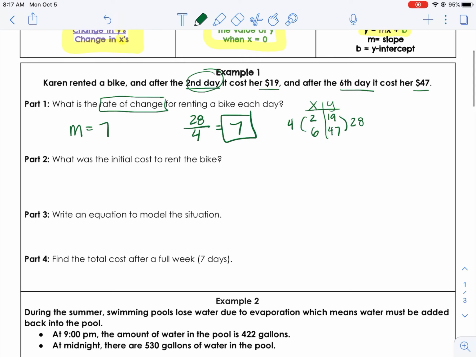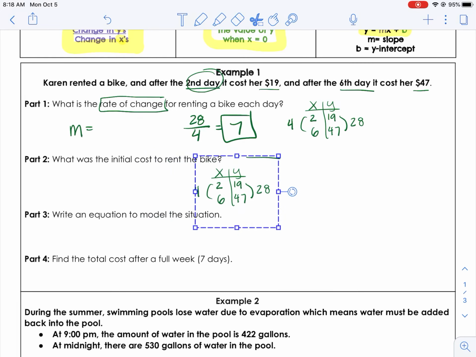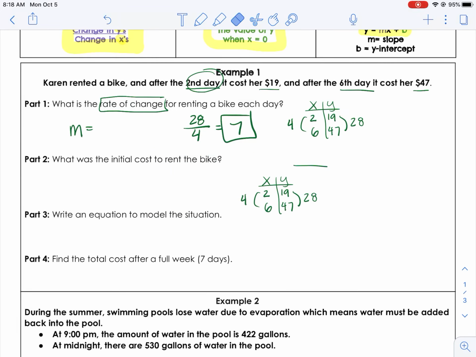Then if we want to find our initial cost, I'm just going to take my table that I have over here, and I'm going to bring it down, and we're going to just work backwards here. So we've got our table. We know that our x values are 2 and 6, our y's are 19 and 47. And we want to figure out where x equals 0. And I know that for each x value, we're changing by 7 on the y column because we already figured out our slope is 7.